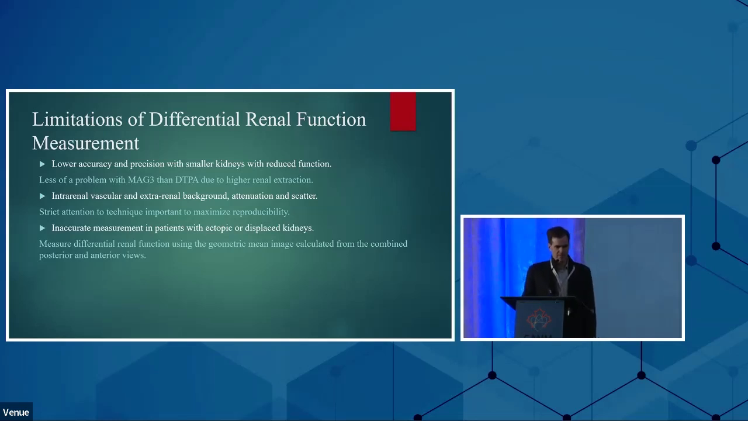Now, for intrarenal vascular and extrarenal background, attenuation, and scatter, the best thing is to pay strict attention to technique and details to maximize the reproducibility. And lastly, with ectopic and displaced kidneys, we can use the geometric mean, which means that we acquire the renal scan using anterior and posterior projections.